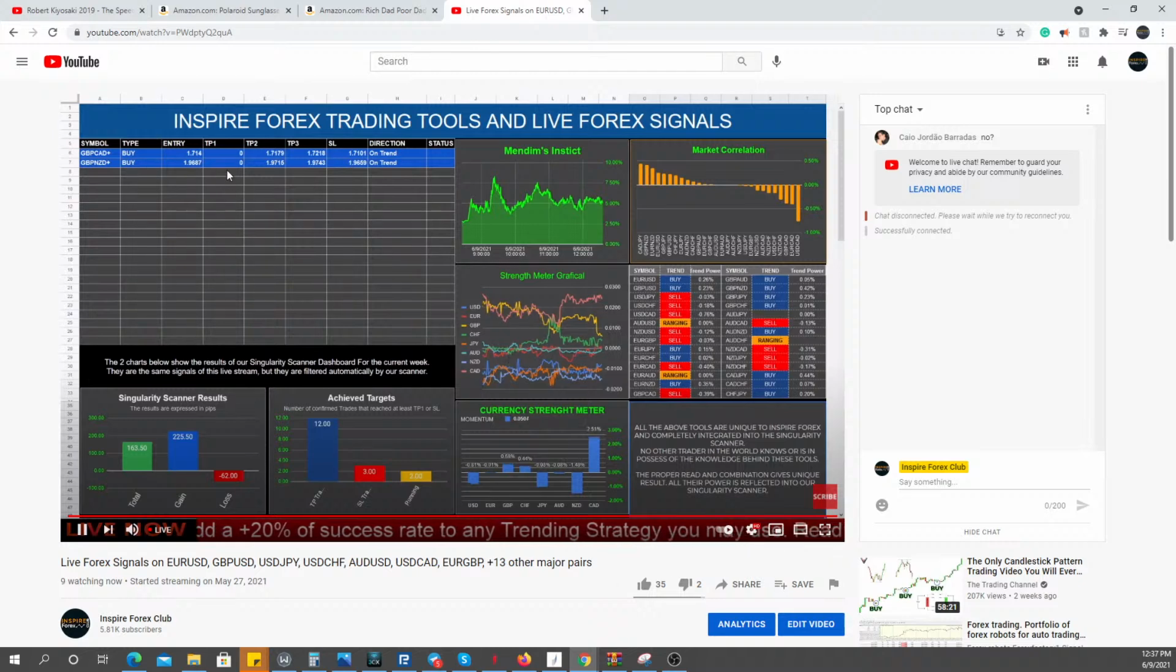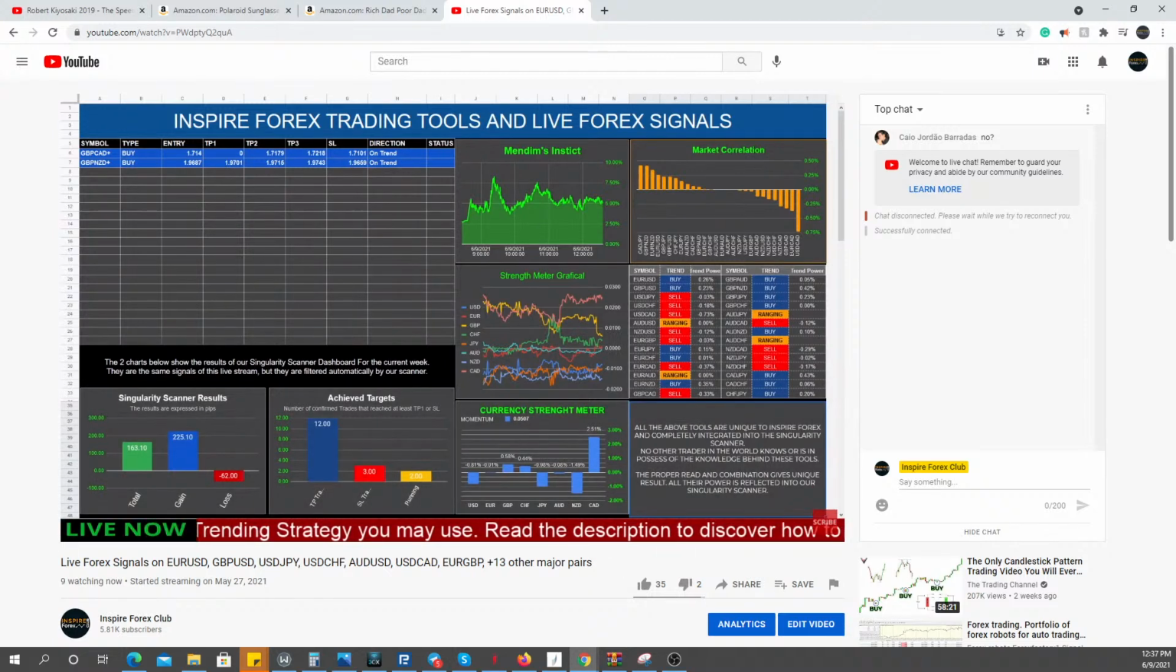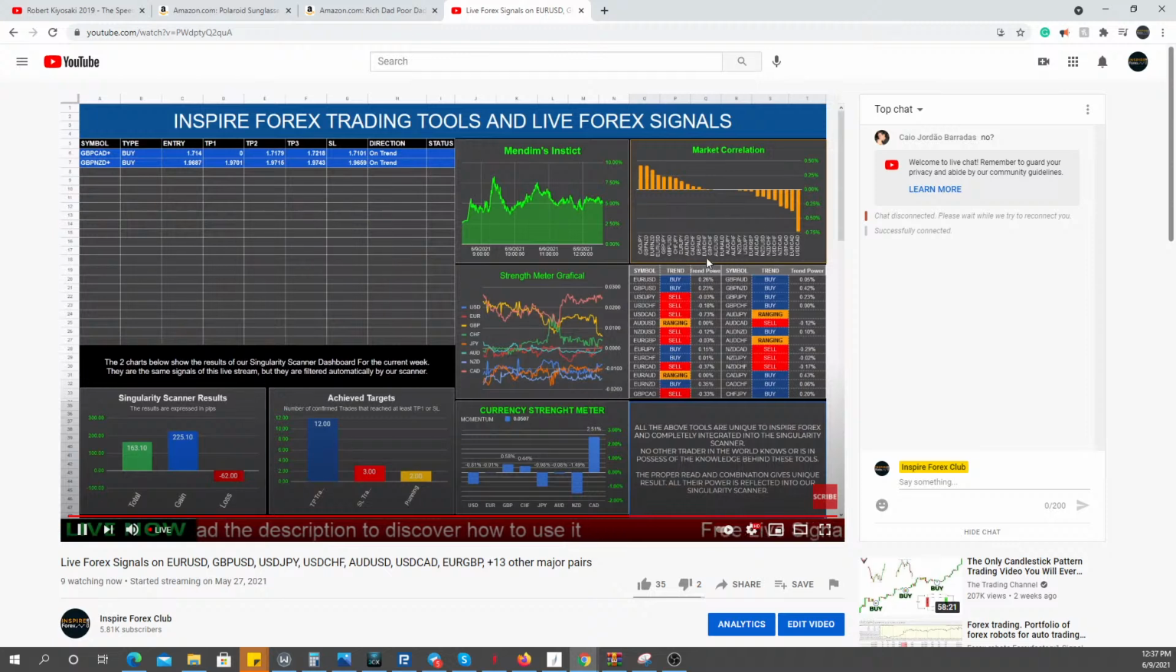Now, as I mentioned before, these are raw signals, so I don't recommend you to trade them all. You absolutely have to filter them, otherwise you will not get any profitable trading activity. So this is why. Let's start with the trend table.